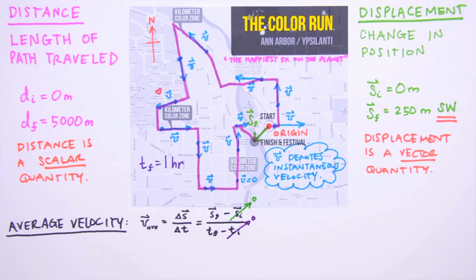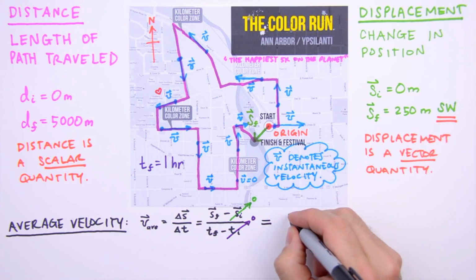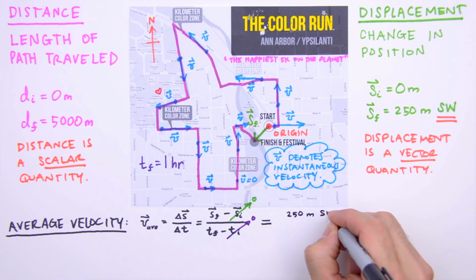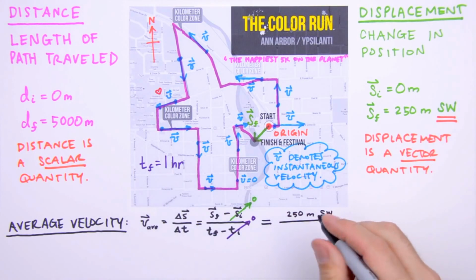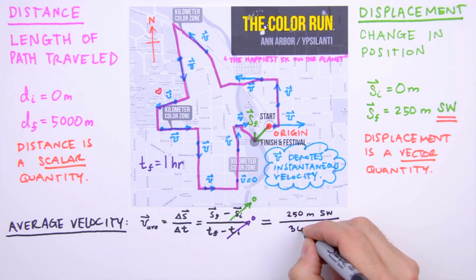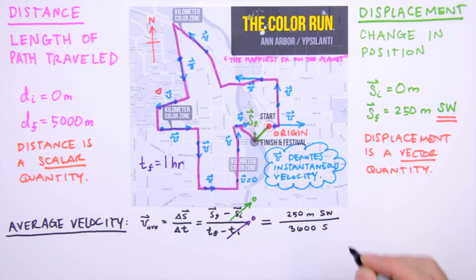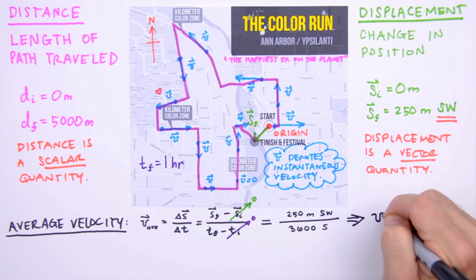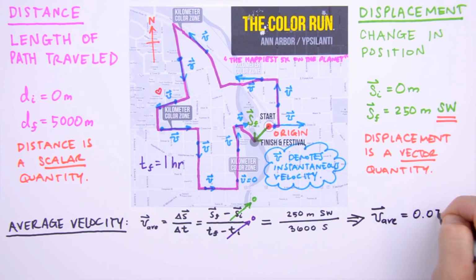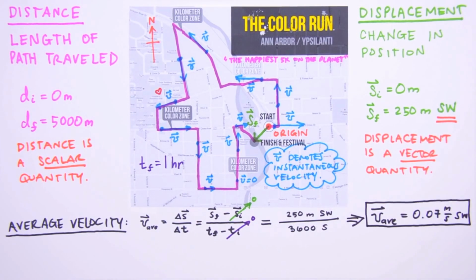Good. Now we'll insert our values for S sub f and t sub f. So for S sub f we have 250 meters southwest, don't forget the direction, and we'll convert 1 hour to 3,600 seconds for t sub f. This puts our velocity in the preferred SI units. So this implies that our runner's average velocity is 0.07 meters per second southwest. That's only 7 centimeters per second.